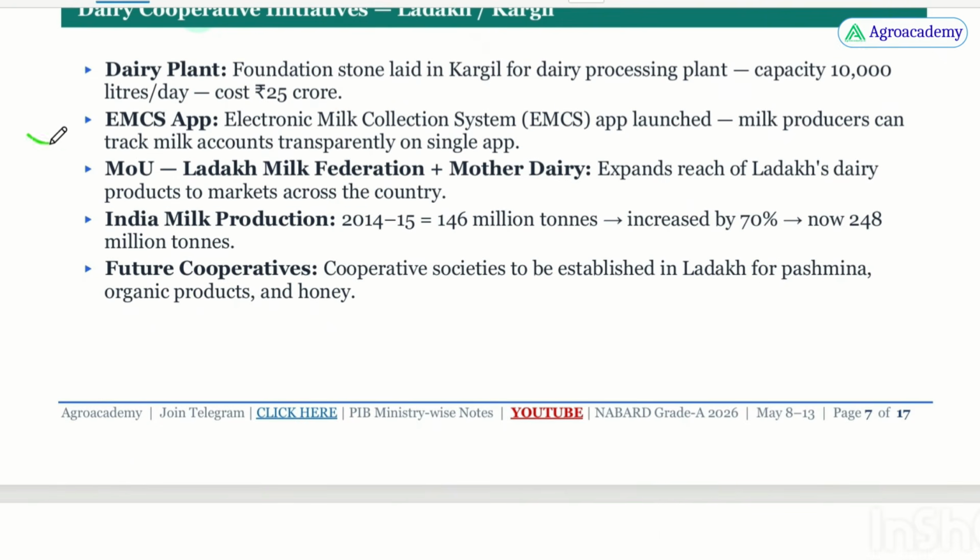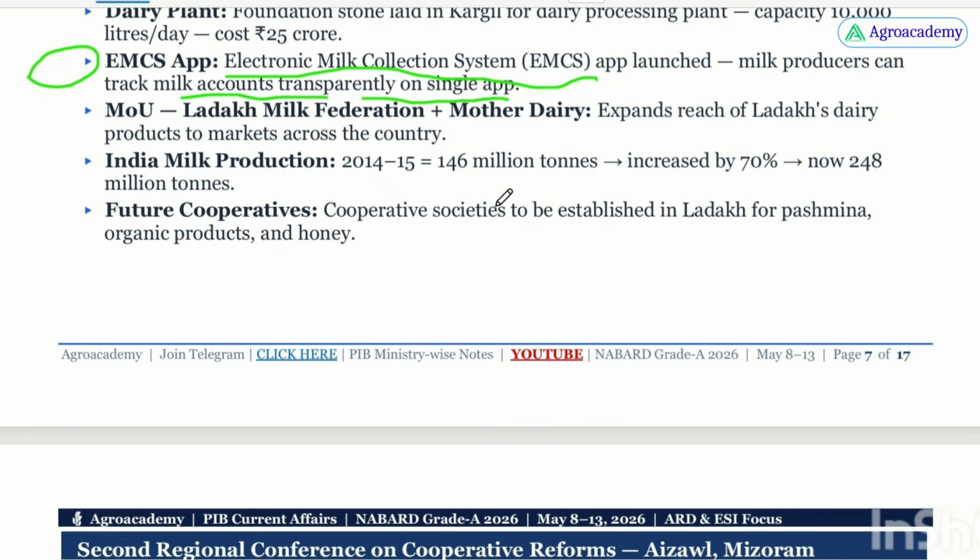Then next comes the EMCS app, where EMCS stands for Electronic Milk Collection System. This is a new thing, so you need to remember it. What is the significance of this? Through this app, milk producers can track the milk accounts transparently, on a single app. Future plans of this MoU have also been mentioned. Cooperative societies will also be established for Pashmina shawls, organic products, and honey.